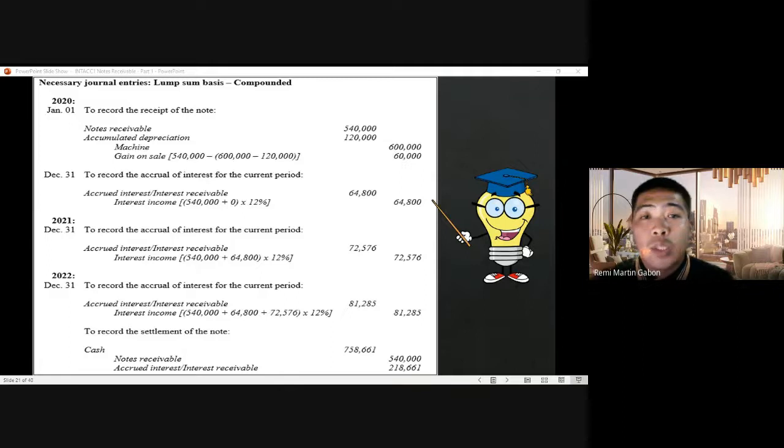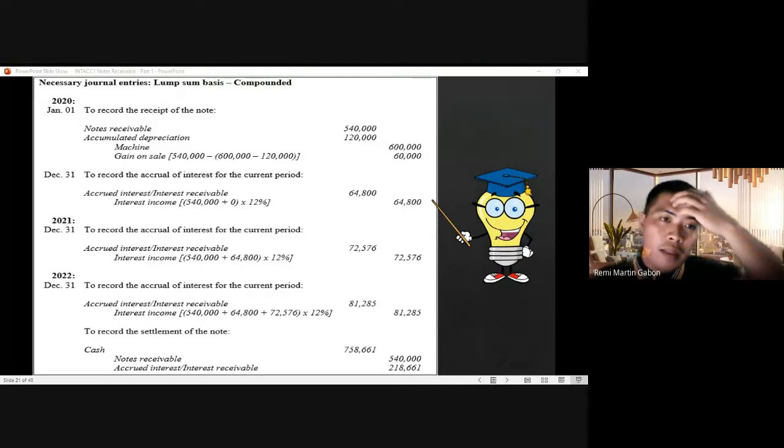Okay. So the same process that we're going to apply for December 2022. So how do we compute our interest income before the final settlement? So the computation would be the 540,000 plus the 64,800 of 2020, then 72,576 of 2021. Total should be 677,376. Multiplied by 12%, that should equate to 81,285.12. We can drop 0.12. Okay, we can drop it.